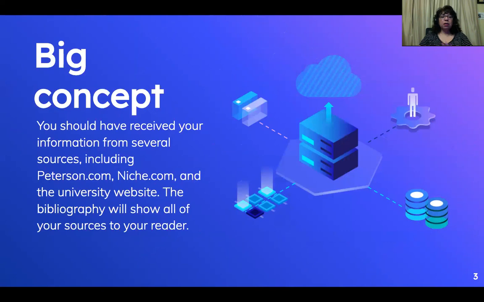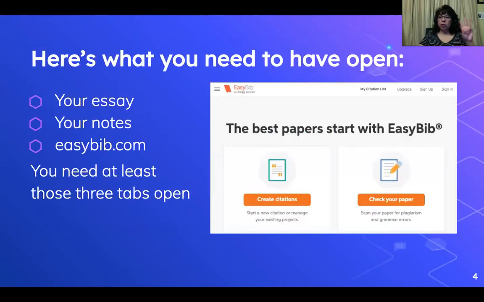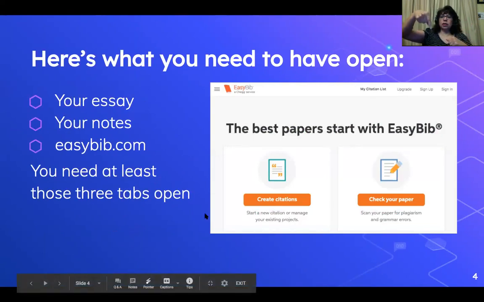All right, so the big concept, you should have received your information from several sites: Petersons.com, niche.com, the university website. Those three you had to have. You could have also had a school brochure, and you could have done an interview, or the virtual tour online and put some information in from the virtual tour. So here's what you need to have open. You need 3 tabs open: your essay, your original notes, like I told you, you needed that resource part at the very bottom, and easybib.com. And down here below you'll see the website, and we're going to go to that right now.